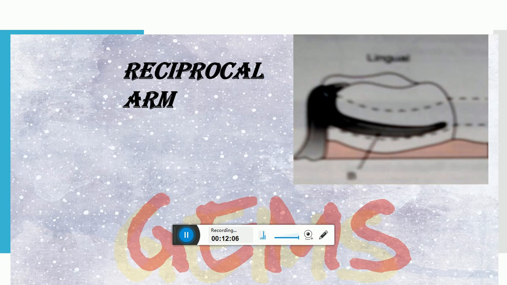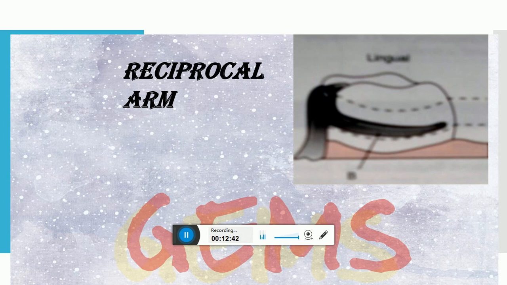Meaning, it is designed to contact the tooth before the retainer clasp does and to remain in contact while the retentive terminal passes the height of the contour. Basically, it helps in stabilization and reciprocation against the retentive arm. That's why it is named the reciprocal arm.